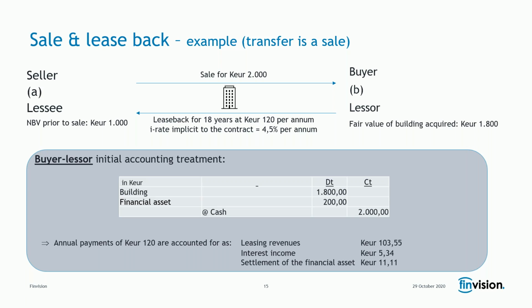Afterwards, when the payments come in, it will be considered as leasing revenues, and then we will apply the same ratio we initially provided, the 14% and the 86%, to split the 120k, part as leasing revenues and another part as interest income, and also a settlement of the financial asset.